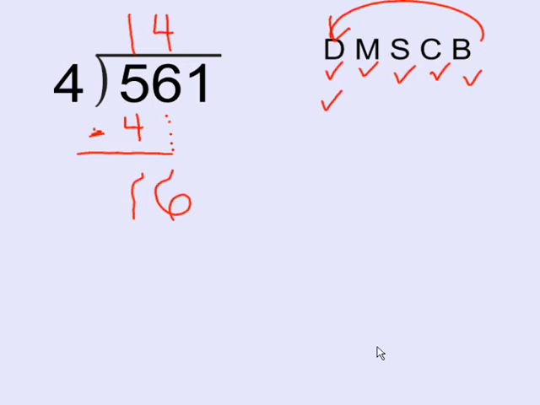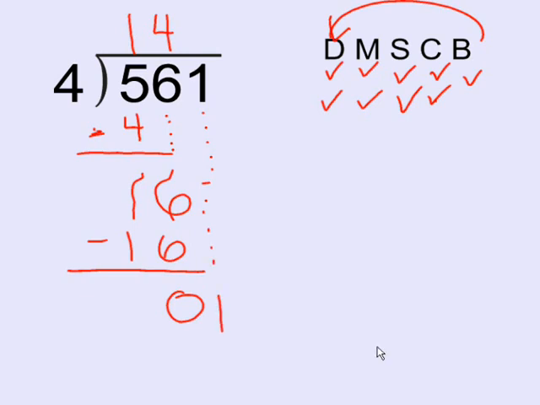Now I'm going to multiply whatever I put up there. 4 times 4 is 16. I've set myself up to subtract. 16 minus 16 is 0. Let's check. Is 0 less than 4? Absolutely. Is there anything else to bring down? My 1.